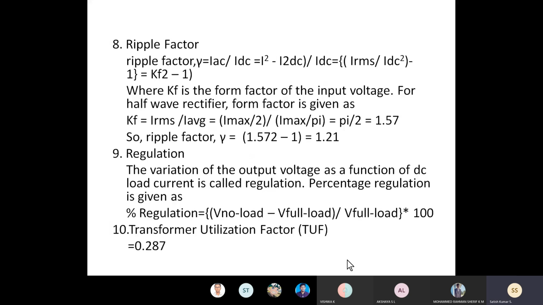So for what purpose are we going to use this kind of half-wave rectifier? We are using it only for charging a battery.